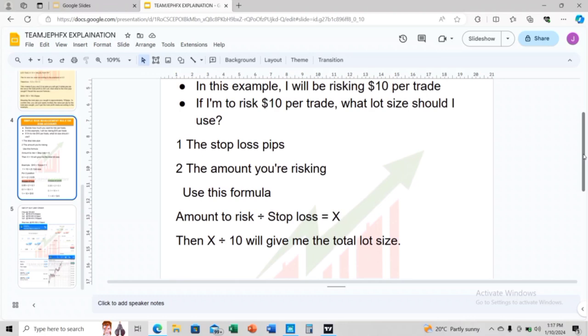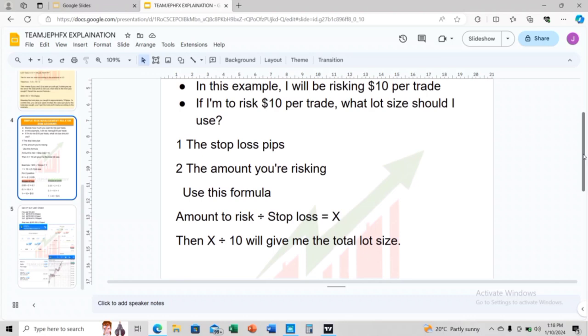Then the amount you are risking. For example, in this example, we mentioned that we're going to be risking $10 per trade. So just note that in your notes. $10 is what we are risking. Now the stop loss pips, we don't know that one yet. It depends on the signal that I drop.